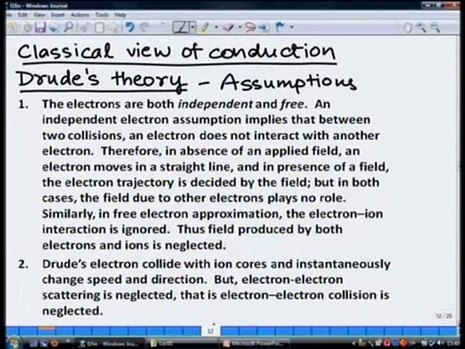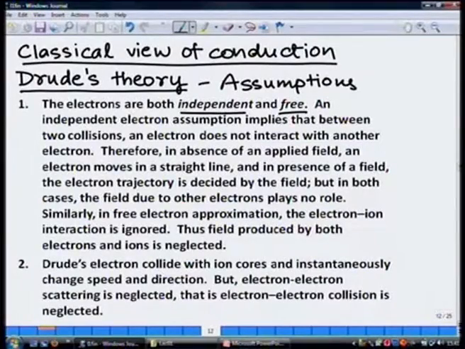So, let us start looking at the assumptions of Drude theory. He makes the assumption that the electrons are both independent and free. What does that mean? He says that an electron is an independent electron. What he assumed is that these electrons are moving around in a metal, then they collide with ion cores, which are immobile, compensating positive charge, and then they move away, and this is his picture of how electrons are conducting.